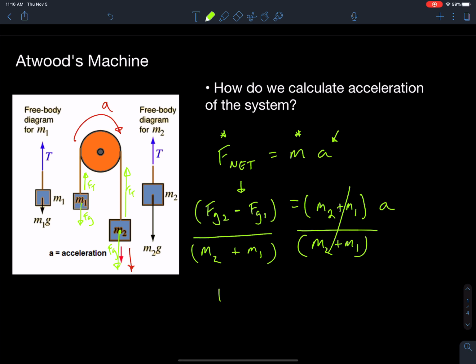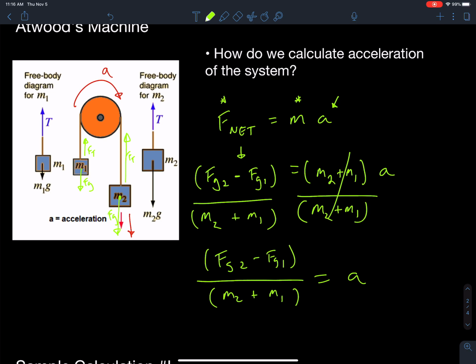And I've created the relationship that would allow me to calculate the acceleration of that system. So as long as I can calculate the force of gravity, the mass m2 times g, okay, so let's just fix that, m2 times g, okay, over m1 times g.